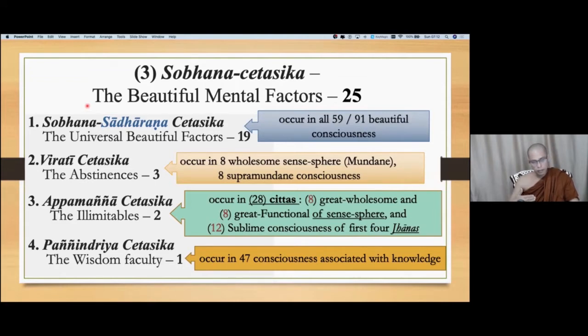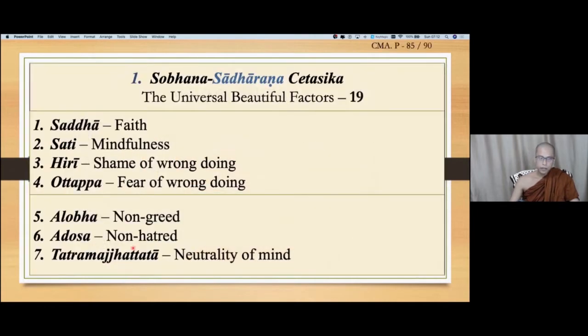Then keeping this information in mind, we will continue and classify these 4 groups one after another. The first group is universal, the second is abstinence, the third is illimitable, and the fourth is wisdom faculty. The first group can also be subdivided into 3, but these 2 groups do not have much difference, so they come in a separate way.